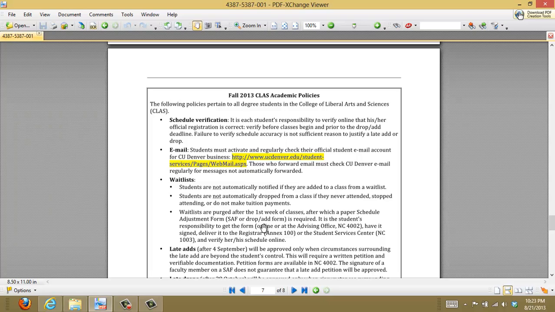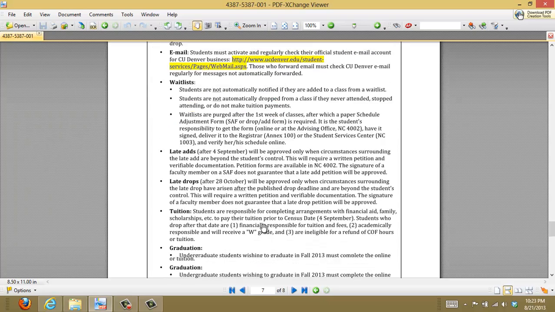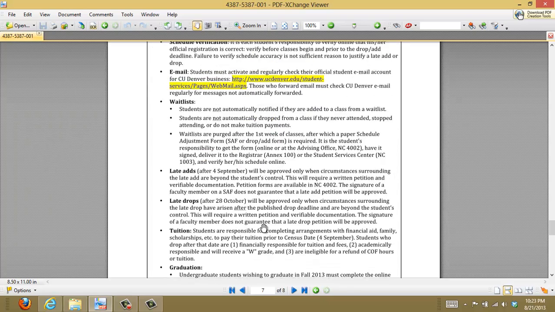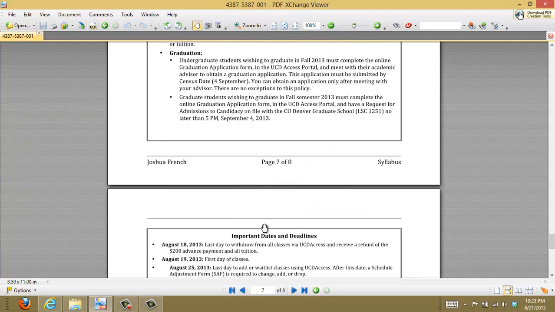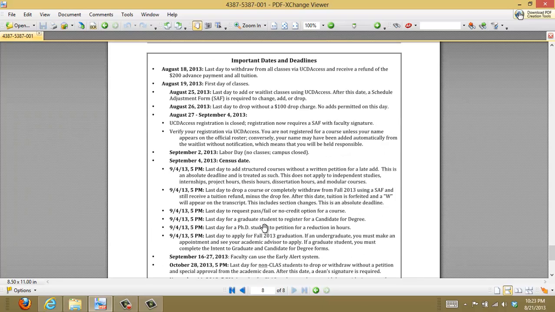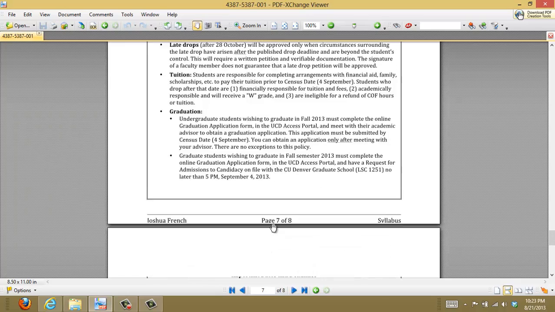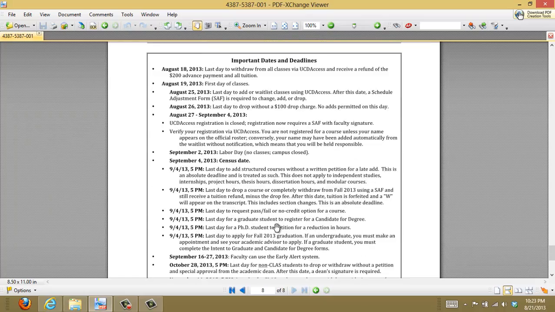There are some college policies on page 7 that you might want to be aware of in terms of email, wait lists, adding and dropping classes, tuition, etc., as well as some important deadlines and days that you want to be aware of. I'm not going to be reminding you of these throughout the semester. These are your responsibility, but they are provided in the syllabus for your benefit.